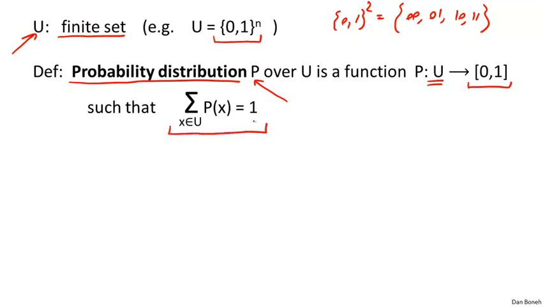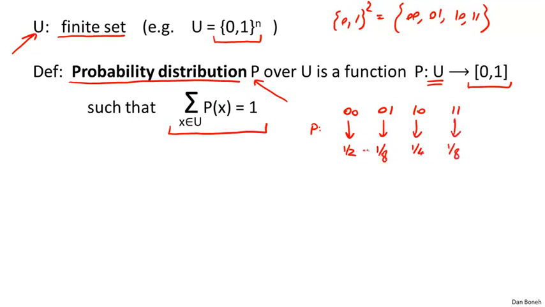That is, if I sum the probability of all elements x in the universe, what I end up with is the number 1. So let's look at a very simple example, looking back to our 2-bit universe, so 0, 0, 0, 1, 1, 0, and 1, 1, and you can consider the following probability distribution, which, for example, assigns to the element 0, 0 the probability 1/2, the element 0, 1, we assign the probability 1/8, to 1, 0, we assign the probability 1/4, and to 1, 1, we assign the probability 1/8.